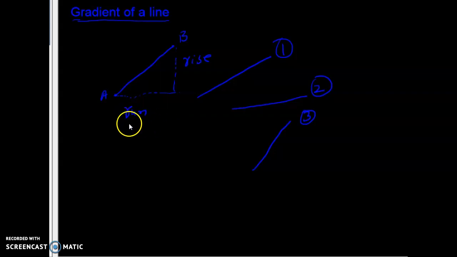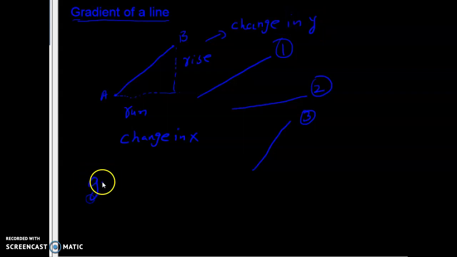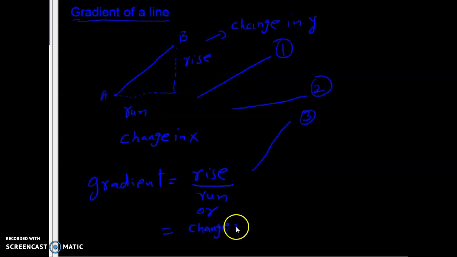When we move horizontally, there will be a change in x, and when we move vertically, there will be a change in y. So it means we can say the gradient is equal to rise over run, or the gradient is equal to change in y over change in x.